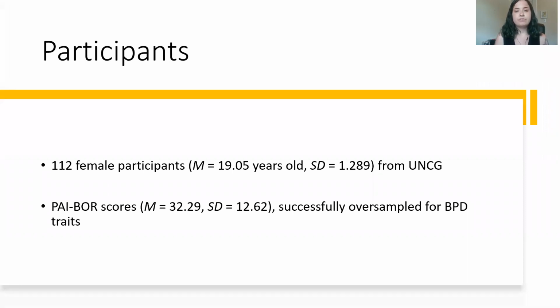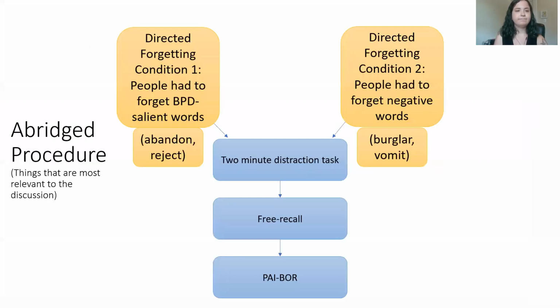I had 112 female participants from UNCG, and their PAI-BOR scores. The PAI-BOR is just a test to see where their BPD trait levels are. Those scores, the mean was 32.29, which is relatively high because in a college population, the average is 26. So this means that we successfully oversampled for BPD traits.